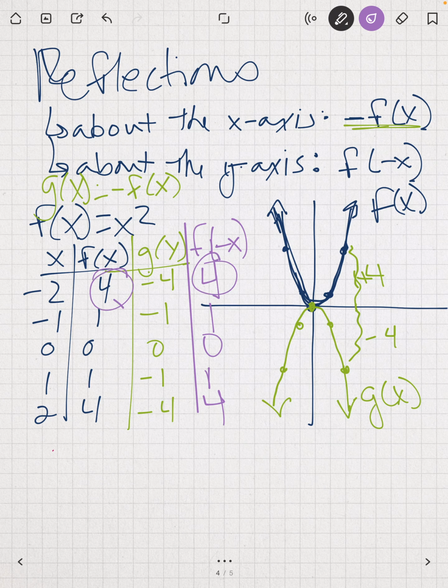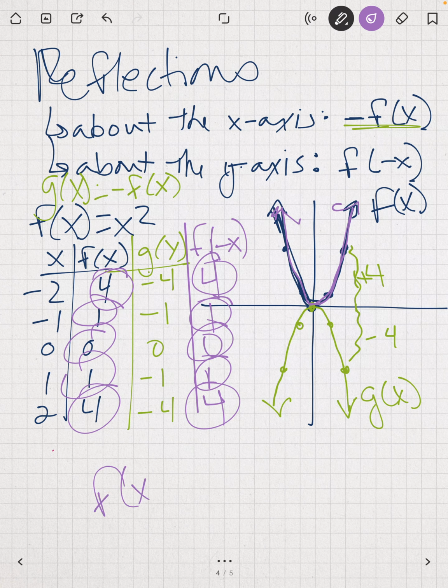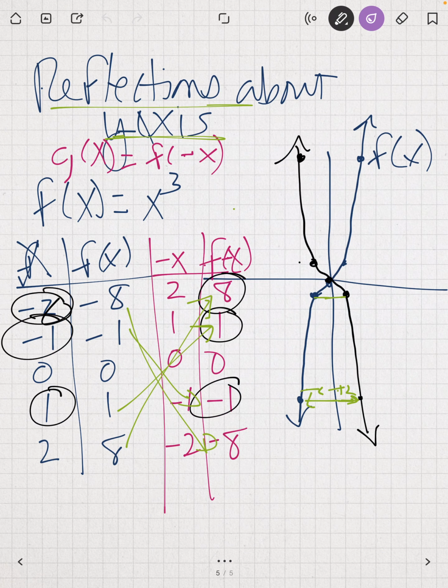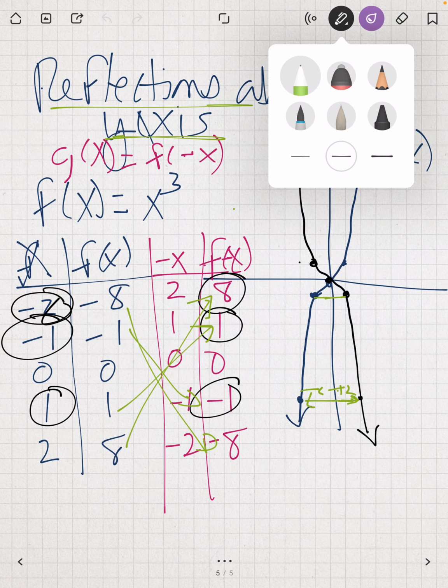And so, because our x values didn't change, f of negative x looks exactly the same. Because this function, f of x, is already symmetric about the y-axis. So if you would flip it, it doesn't look any different. And so that's why I was like, actually, let's look at x cubed, so we can actually see the flipping process in action. All right.